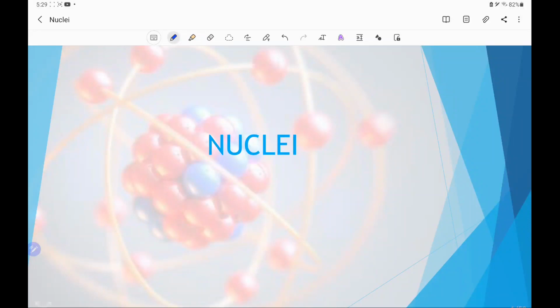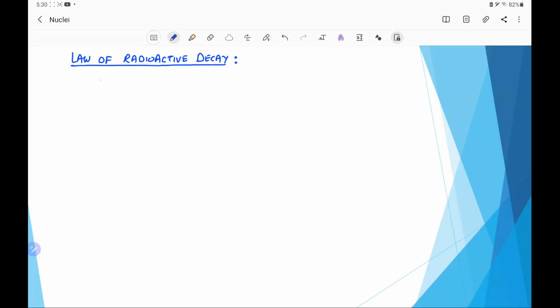In nuclei, the next topic is the law of radioactive decay. Suppose a sample of radioactive nuclei has N0 nuclei at time t equal to 0, and after some time the remaining undecayed nuclei are N at time instant t. These are the number of undecayed nuclei.